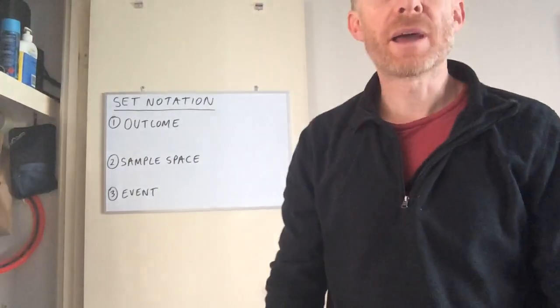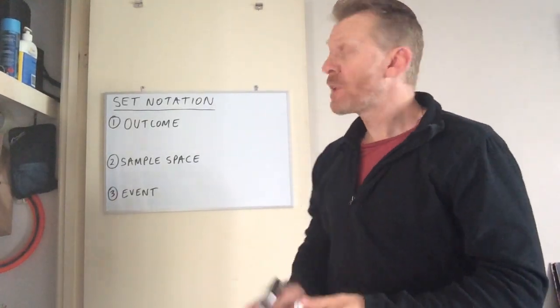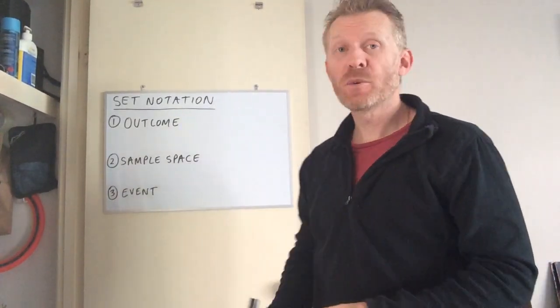So we're going to talk about set notation today, and it's all about probability. So let's just get some definitions firstly. Firstly, we've got the word outcome.